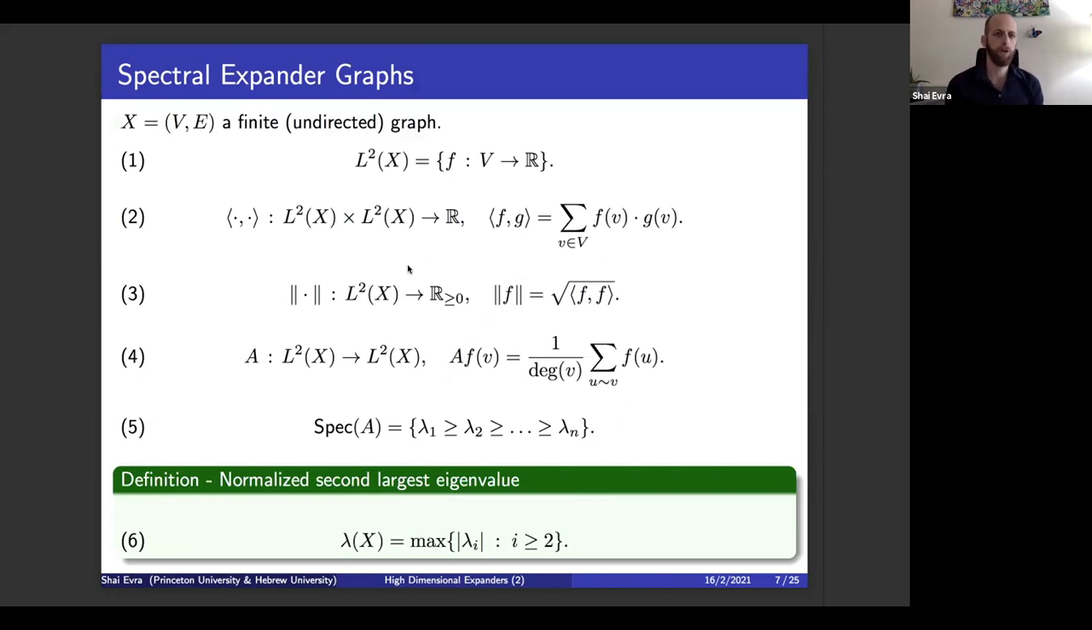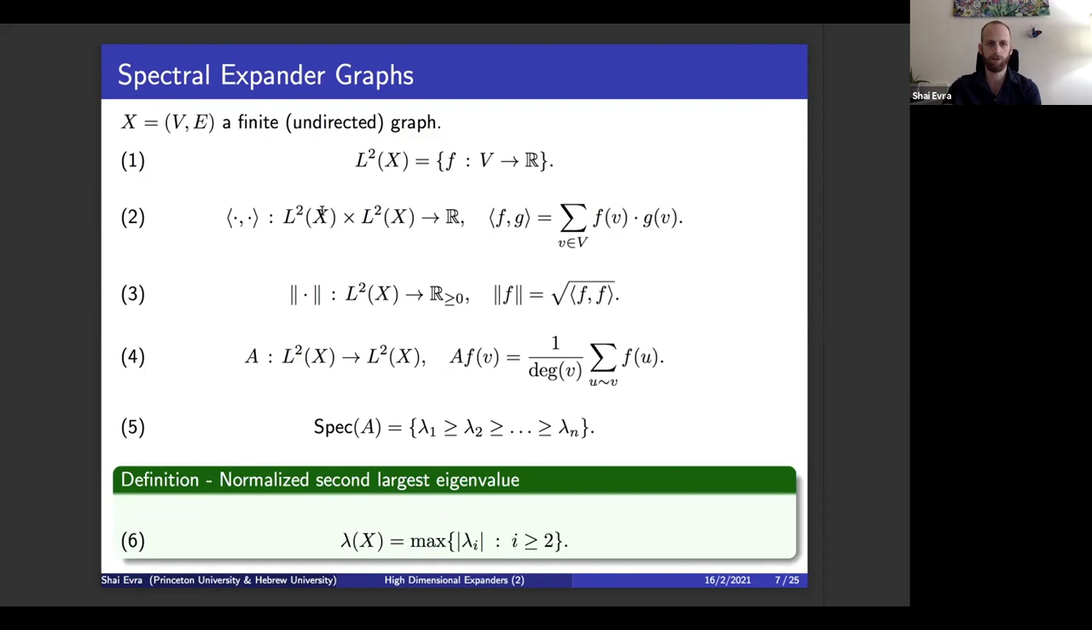Okay, so now we leave the example behind. Let's be very general. So X will now be a finite undirected graph. Here, this is just a well-known notation. I'll denote by L2 of X all the real valued functions on the vertices of the graph.